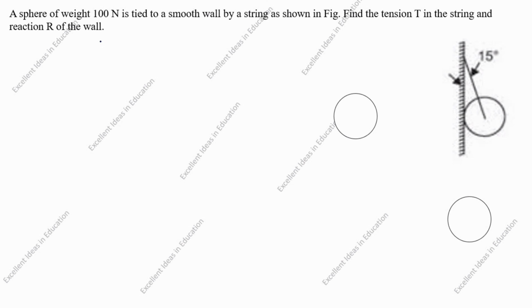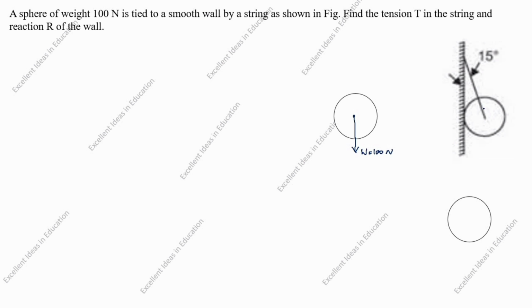First we will draw the free body diagram of the sphere. What is given in this question? A sphere of weight 100 Newton is tied to a smooth wall by a string as shown in figure. This is the string. The weight always acts vertically downwards passing through the center. The center of the sphere is this one. So weight acts always downwards. W is equal to 100 Newton.